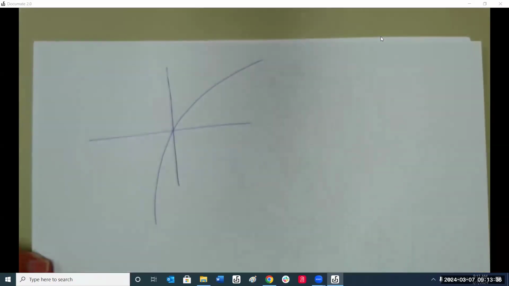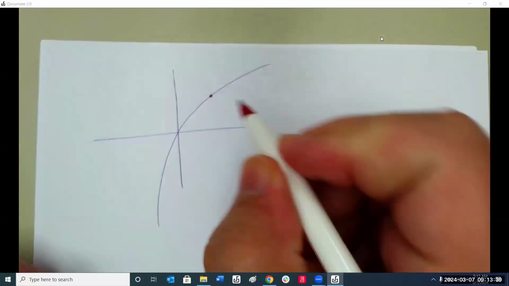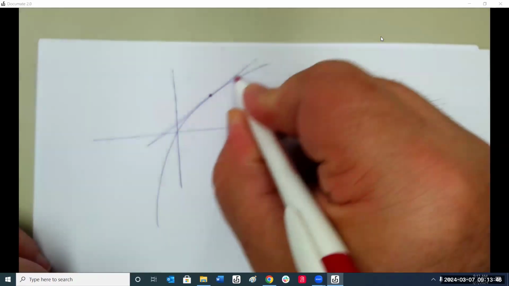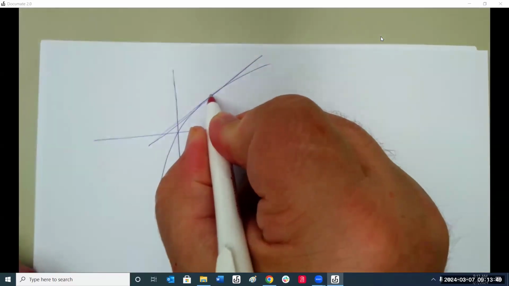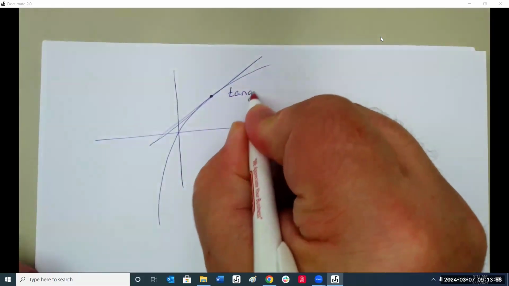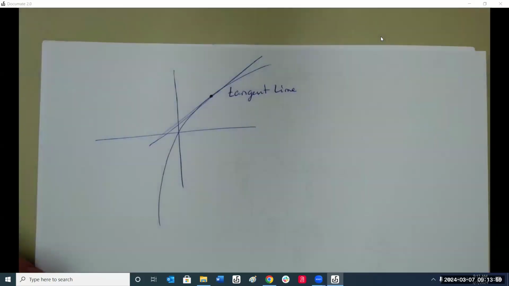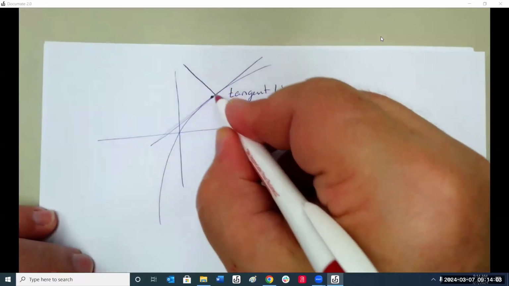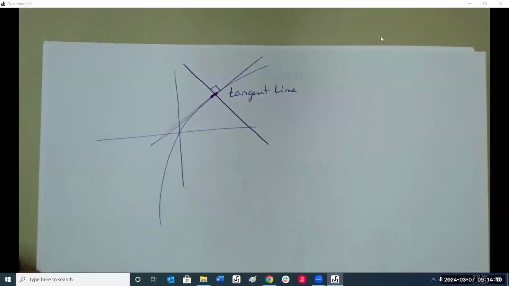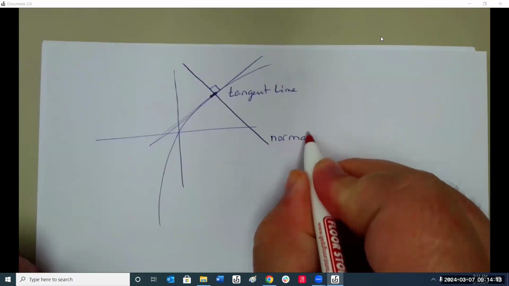Now, if you look at your pictures, we have a curve. Some curve. At any point, what we've been finding so far is this line here. If a line touches a curve at one point, what's it called? This is called the tangent line. Perpendicular to the tangent line, supposed to go to that point. Perpendicular to that tangent line is what we call a normal line.